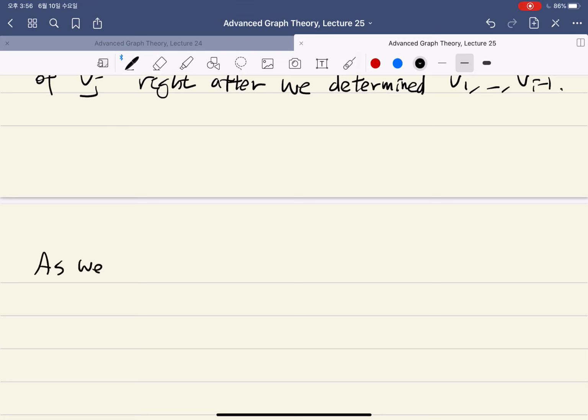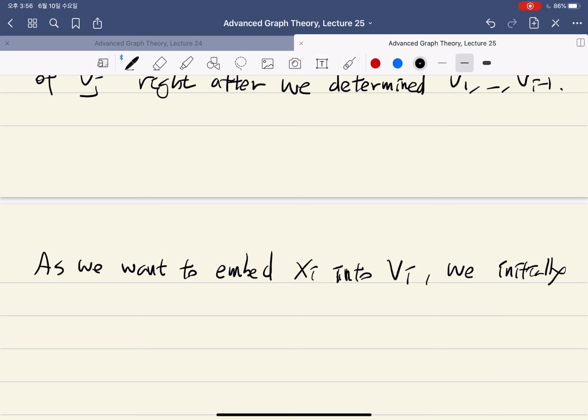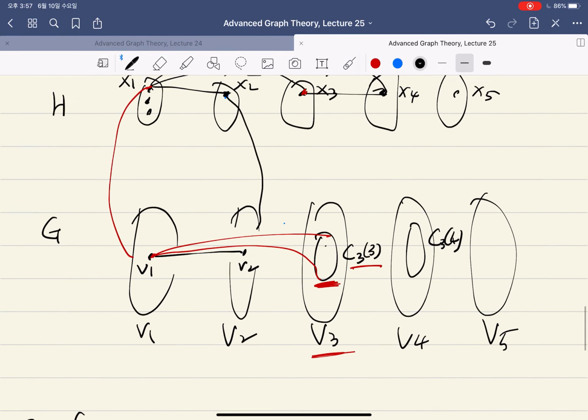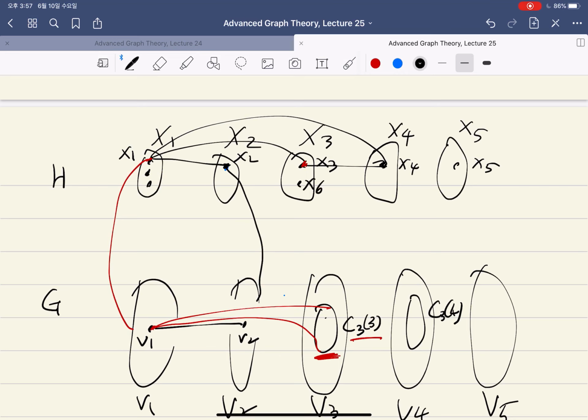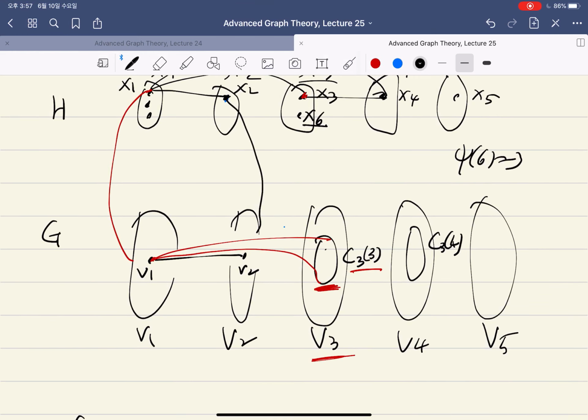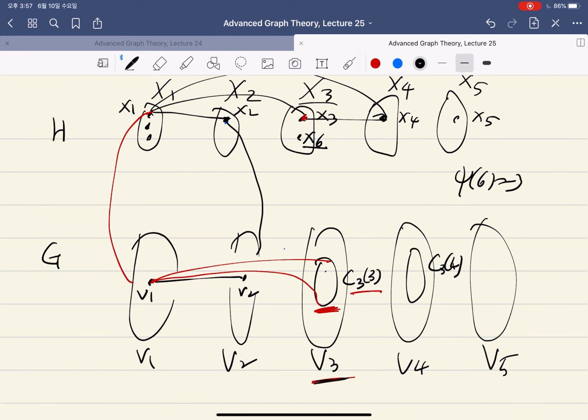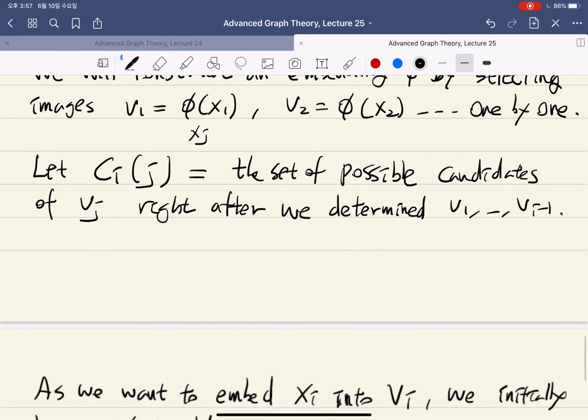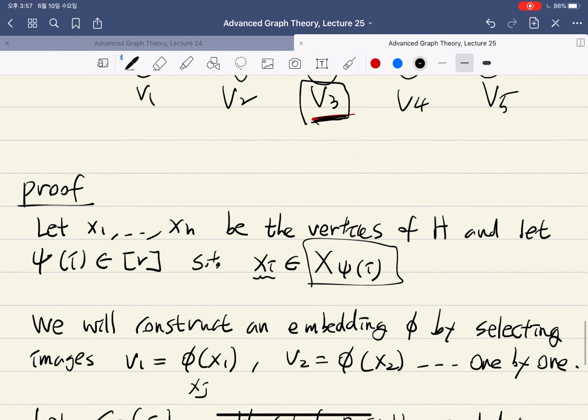And as we want to embed Xi into Vi, we initially have C1j is just V psi j. So V psi j is that if we have X6 here, psi 6 is 3, meaning that X6 is inside of V3. That's where we want to embed. So initially, this entire set is our candidate.